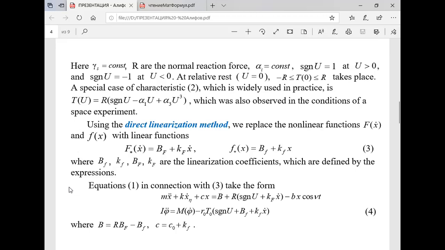Equation 1 in connection with 3 takes the following form, equations 1 with 3, where b and c have the following form.